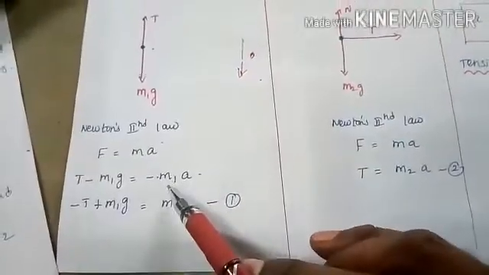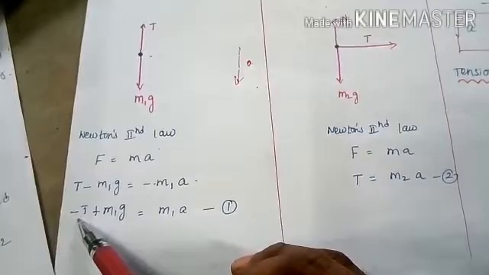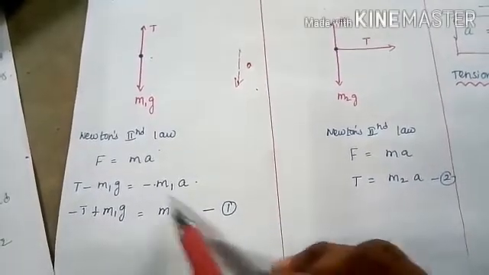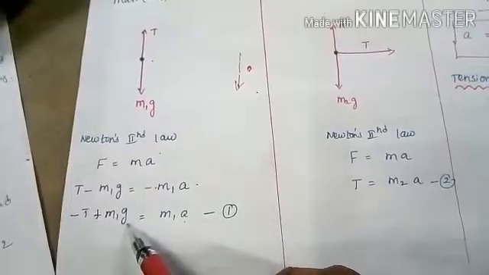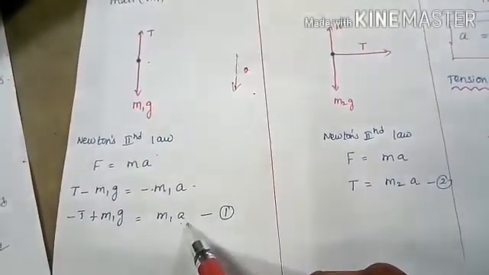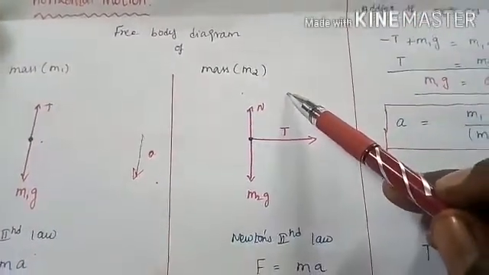Next we will find out the magnitude. First you should multiply by the negative sign on both sides, and finally we will get the result as minus T plus m1 into g equal to m1 into A. This is equation 1. Next we will find out the free body diagram of M2.